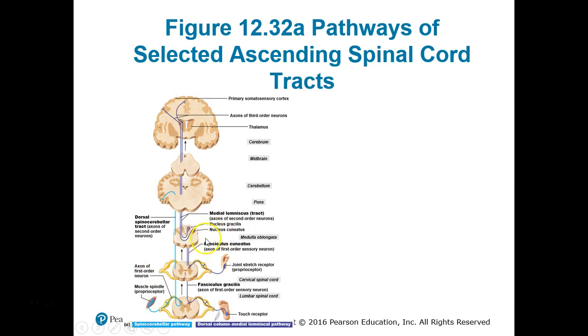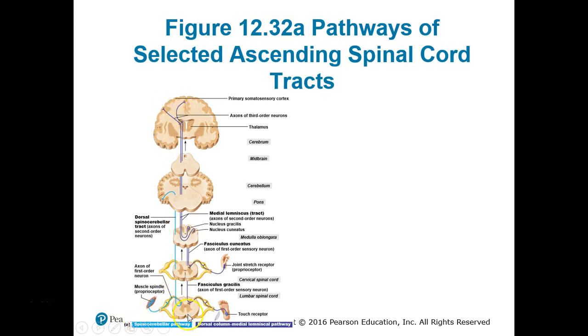And then the second order neurons will emerge from the medulla and cross over to the opposite side, ascend through a tract called the medial lemniscus to the thalamus. And then the third order neuron will be relayed from the thalamus up to the somatosensory cortex, or primary cortex.